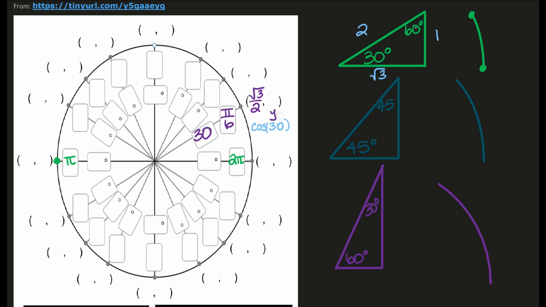The y value is going to be sine. So if I'm looking here at 30 degrees and I want sine of 30, then that would be the opposite over the hypotenuse, which gives us 1/2. So there's your coordinates when you're at 30 degrees.